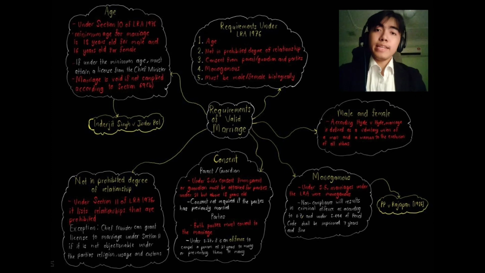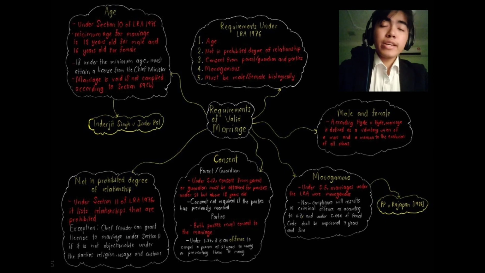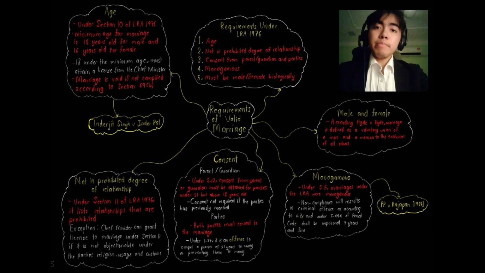Last but not least, the fifth requirement is that a marriage must be between a male and female biologically. According to Height and Height, marriage is defined as a voluntary union of a man and a woman to the exclusion of all others. This means that anyone who changed their gender through sex change surgery cannot be married under the Law Reform Act 1976.